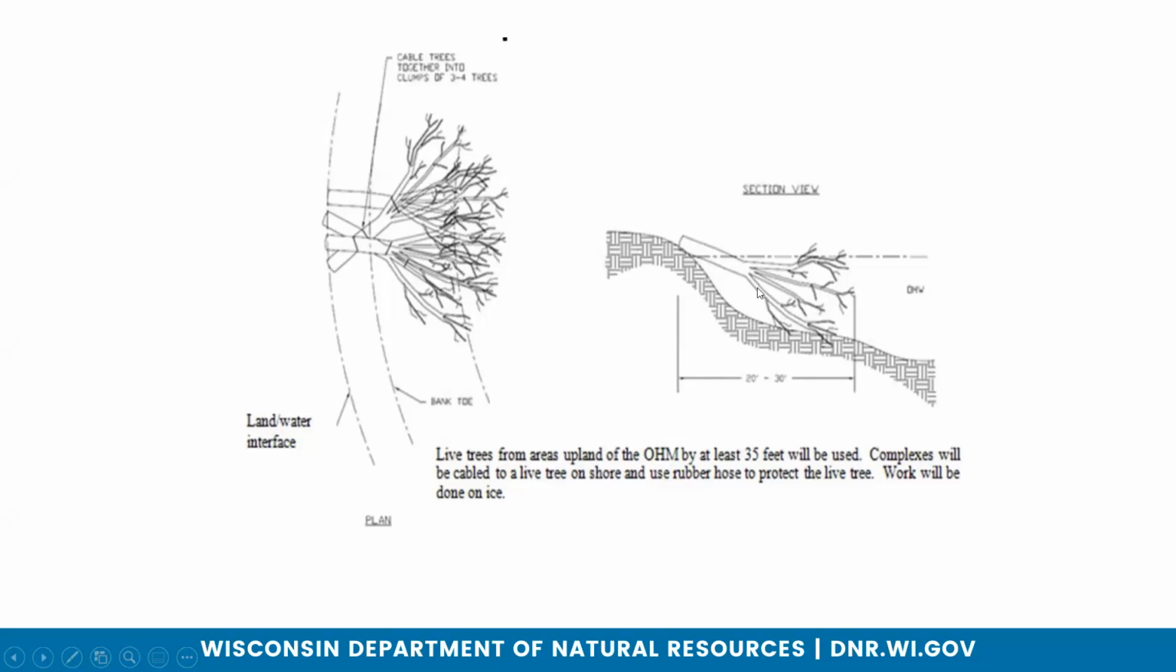And this is a cross-sectional view. What we really want is a relatively good drop off. Again, it's a tree that's 20 to 30 feet long. We really want this crown and this branching submerged, because that's the valuable part of the tree in terms of habitat and cover.